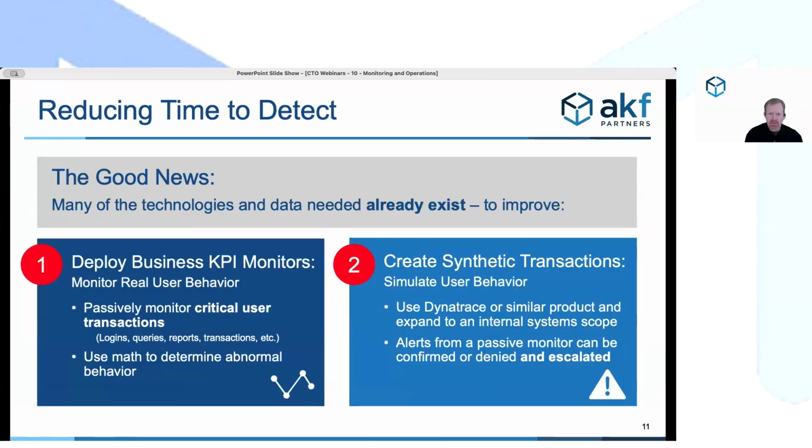One of the goals of reducing time to detect is that most of you have already mentioned this. A lot of this information is already there that you have. You're typically detecting initially with just system level monitoring, but the next two levels of monitors are business KPIs or synthetic transactions, which capture those.